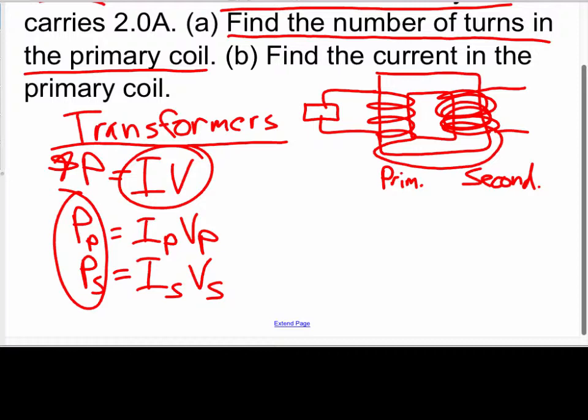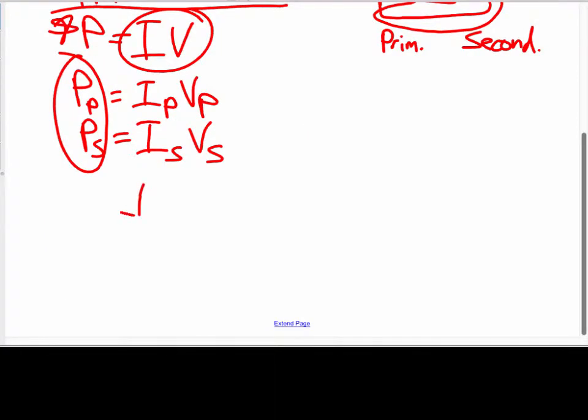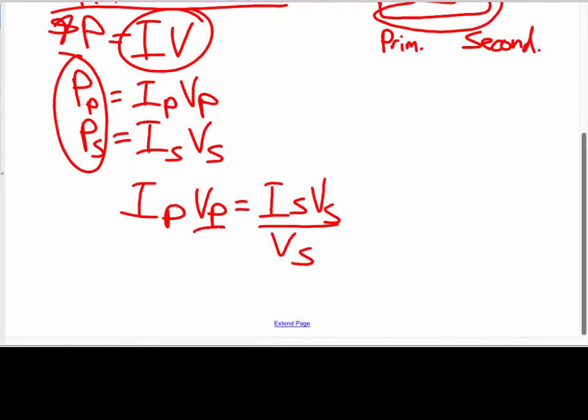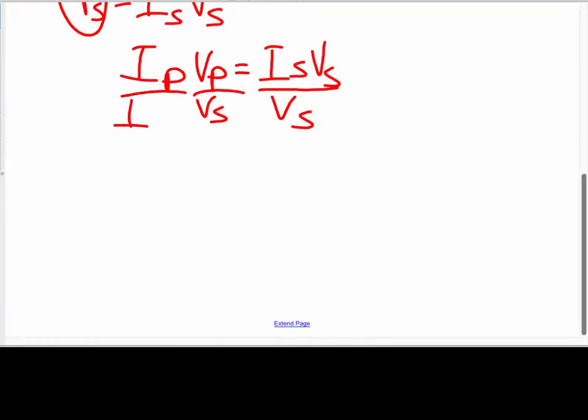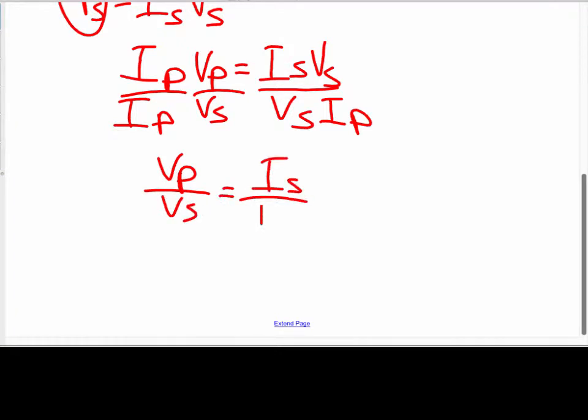Does that make sense? So really what we're saying is that IP VP is equal to IS VS. Now what I could do is if I divide both sides by V sub S, right? And divide both sides by IP, I get this relationship of VP over VS equals IS over IP. Okay? Does that make sense? Why did you do that? Well, you'll see why in a second.